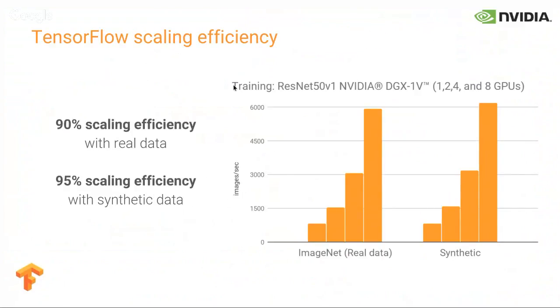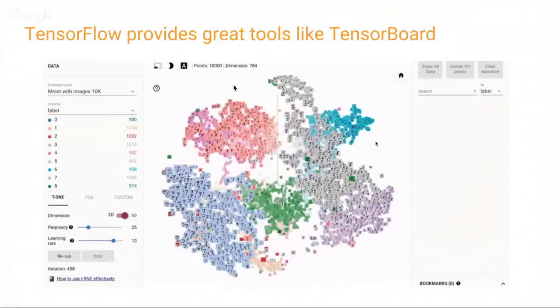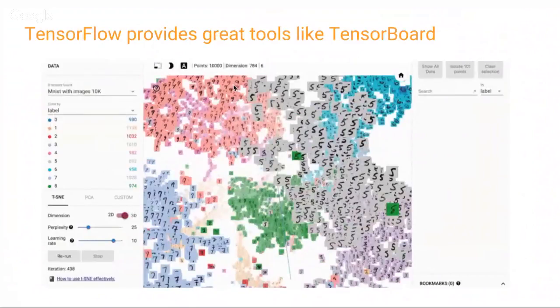Second, we are talking about TensorFlow scaling efficiency. So we are able to get 90% scaling efficiency with real data and 95% scaling efficiency with synthetic data. So you can see there's not a major difference between the scaling efficiency of real data and synthetic data. TensorFlow provides great tools like TensorBoard, which you can see in this particular case.